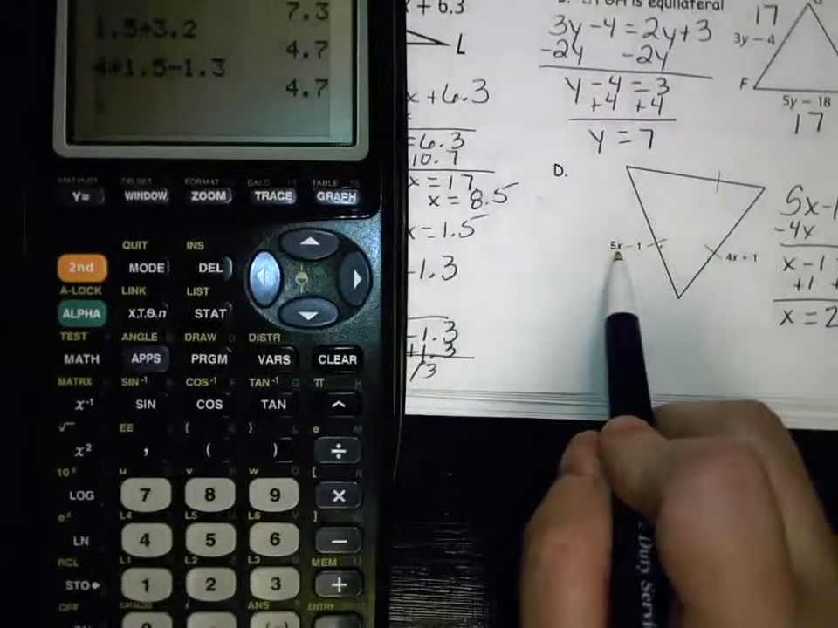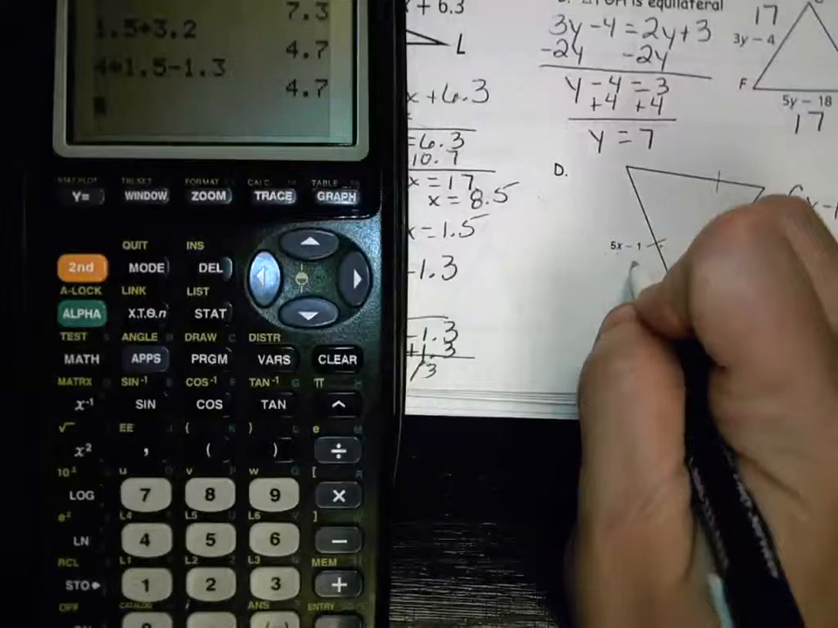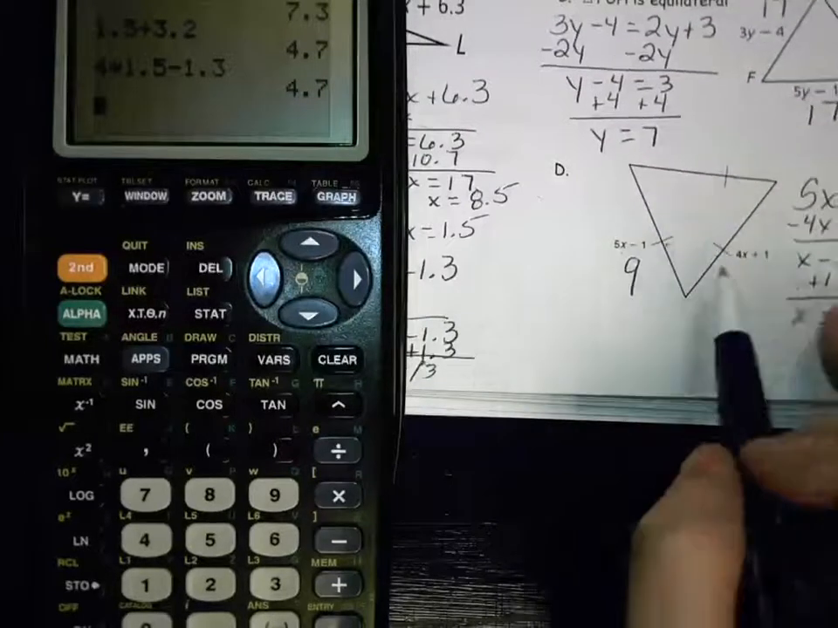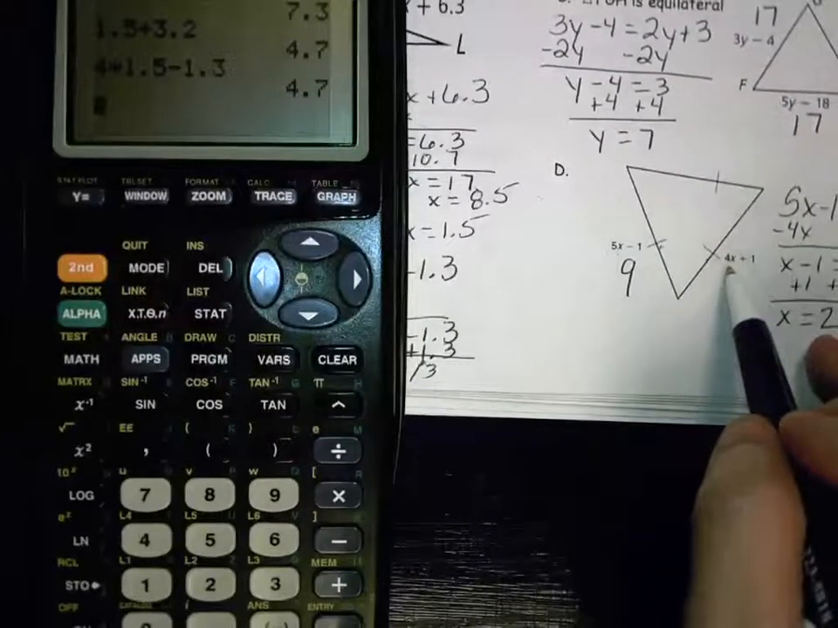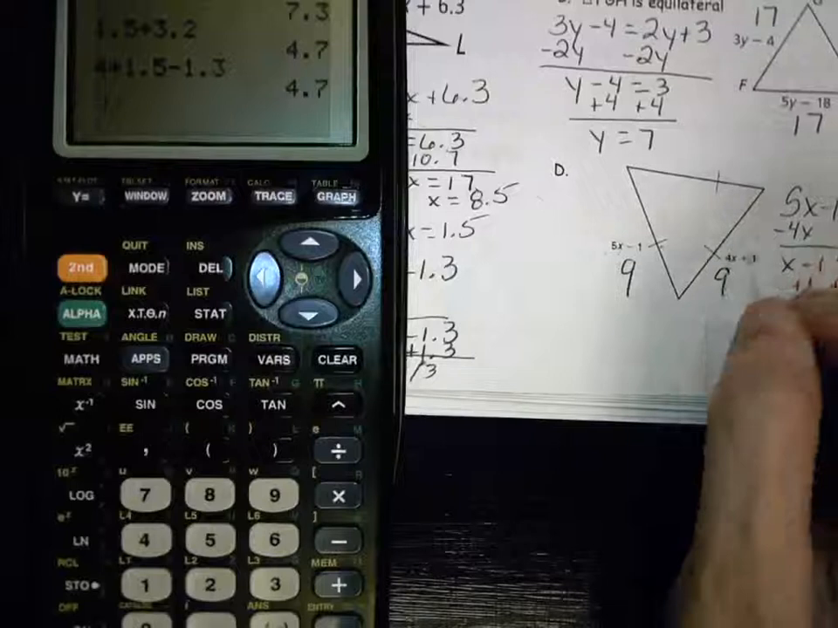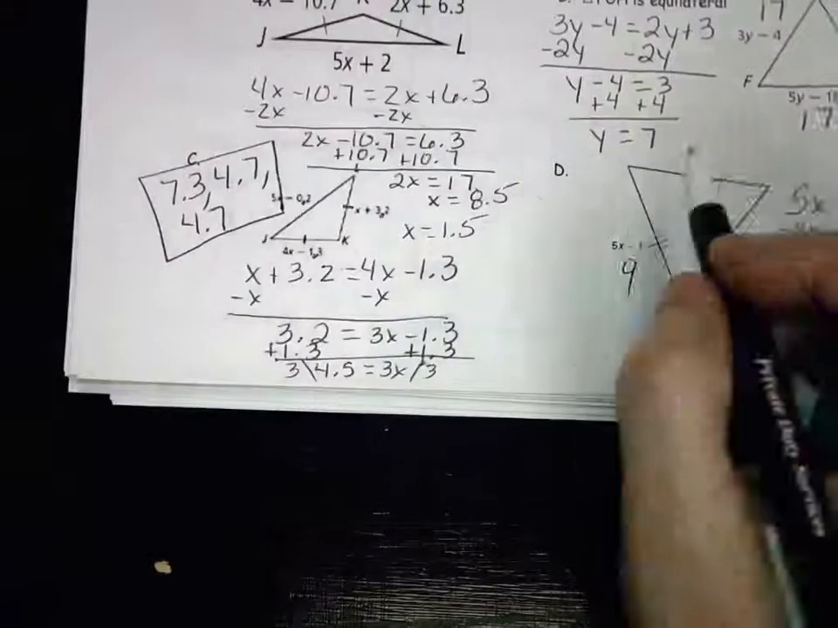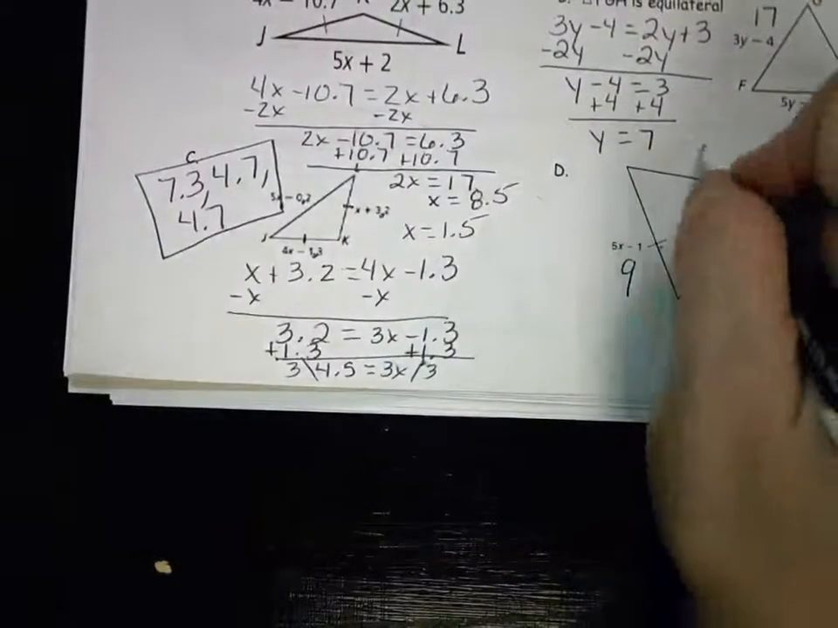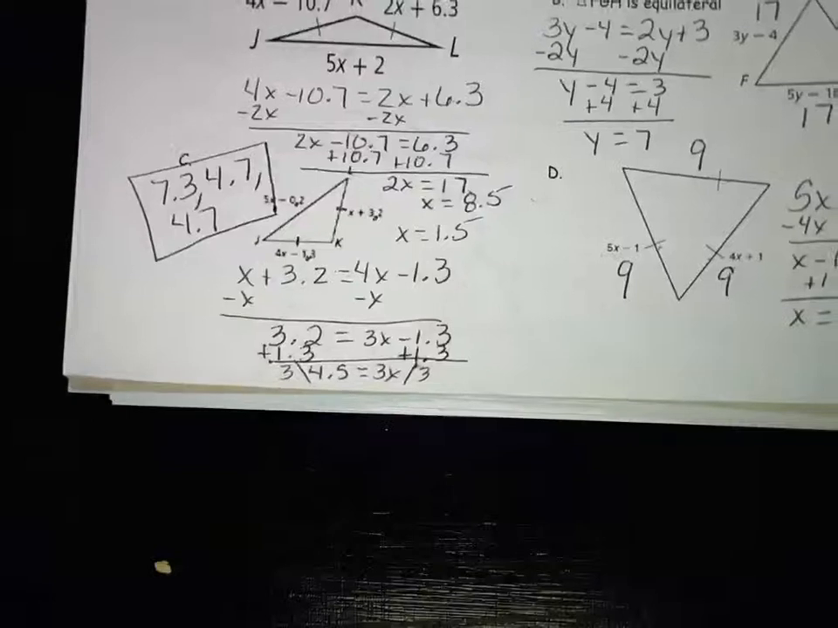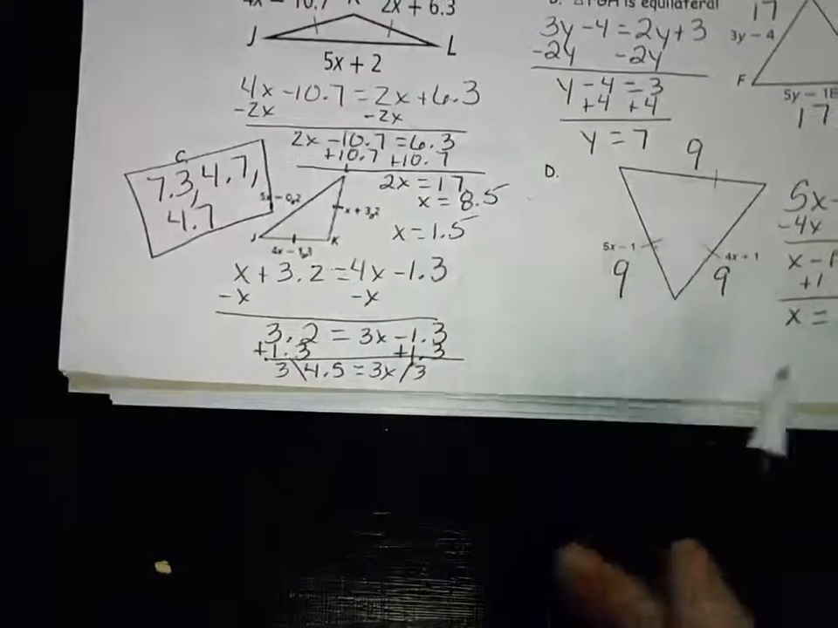5 times 2 is 10, minus 1 is 9. 4 times 2 is 8, plus 1 is 9. And even though there's no equation right here, that would also be 9 because they all have tick marks on them.